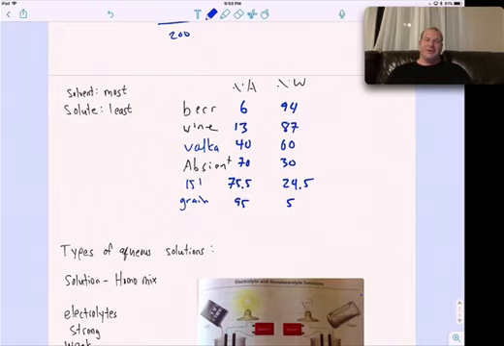Wine, 13%. What's the most? Water. Wine is mostly water with a little bit of alcohol dissolved. Now look at vodka. Vodka is typically 80 proof, which is 40% alcohol. But lo and behold, water is, in fact, still the solvent. So I've heard people going out and they say, this bartender is cool, he gave me a drink, it's just like straight alcohol.